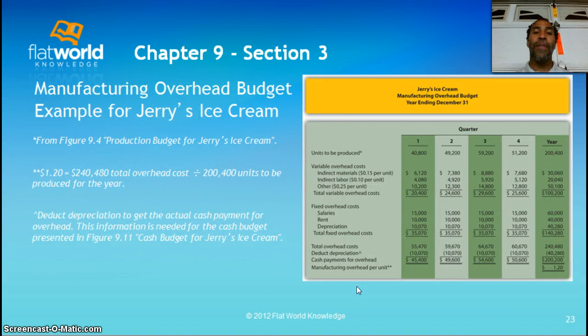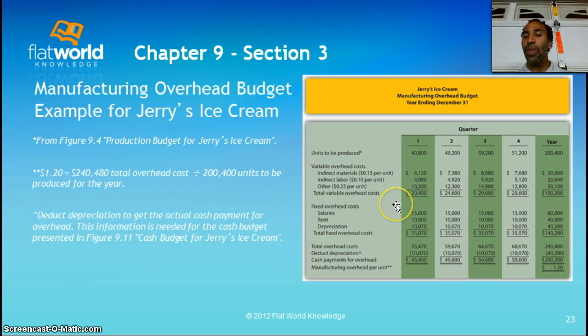All right, so here's the manufacturing overhead budget for Jerry's Ice Cream. You see the units to be produced is always the guiding factor all the way at the top. But you see indirect materials at 15 cents per unit, indirect labor at 10 cents per unit, and other at 25 cents per unit, right? So you multiply those, get the number.